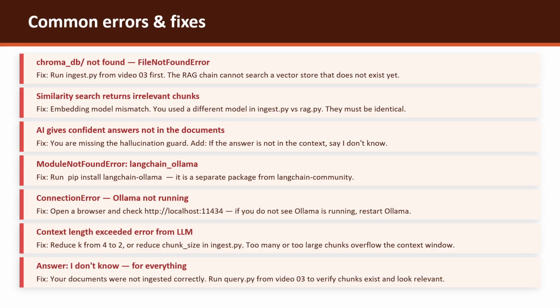If you get a connection error for Ollama, check that it is running by opening a browser at http://localhost:11434. If you get a context length exceeded error, reduce k from 4 to 2, or reduce the chunk size in ingest.py. Context length refers to the maximum amount of text the model can process in one request. Too many large chunks can exceed this limit. If the model says "I don't know" for every single question, your ingestion did not work correctly. Go back to query.py from video 3 and verify that relevant chunks exist in the database.